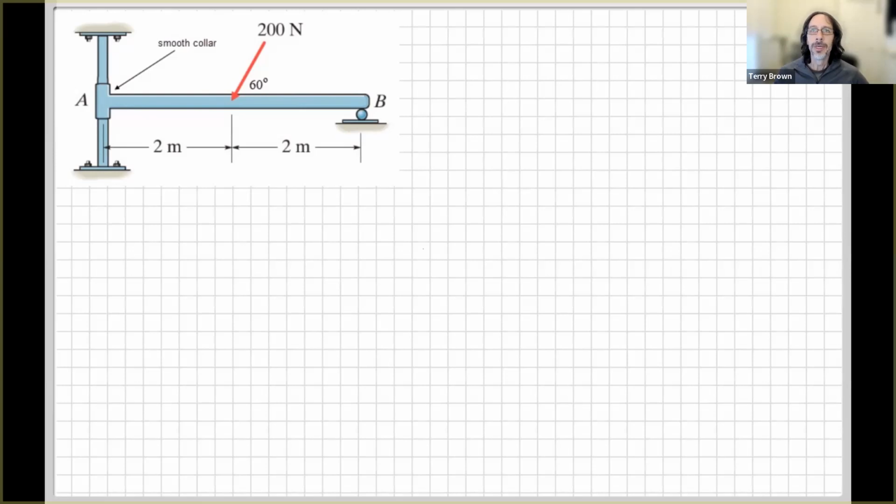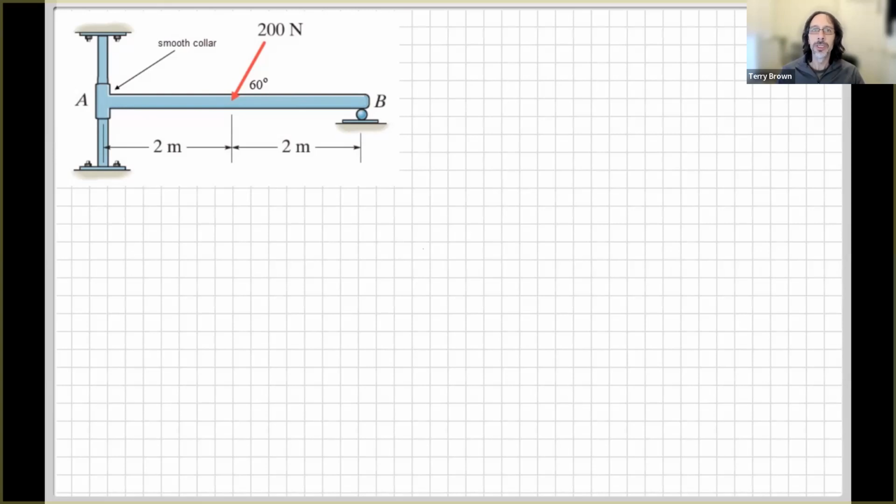So let's have a look at the problem. All right, here's the problem. A little bit different to what we've seen before. A little bit tricky, but let's have a look at it and see how we go about solving this problem.